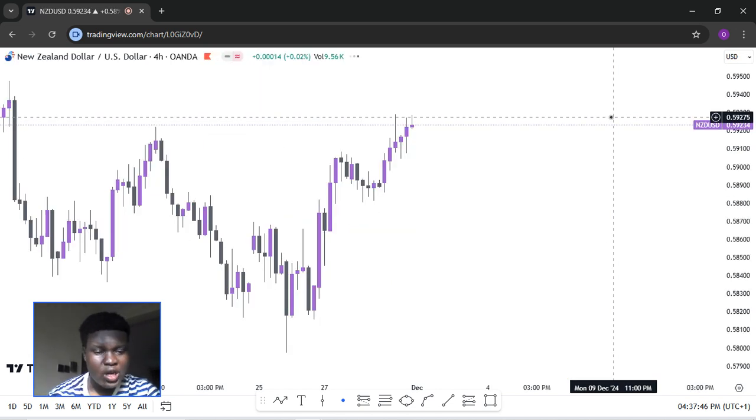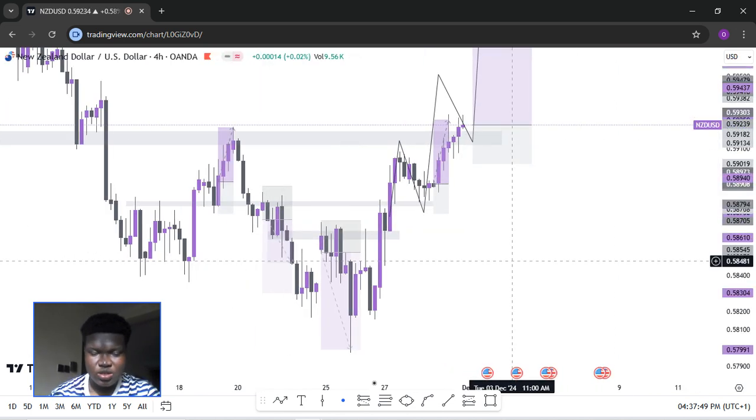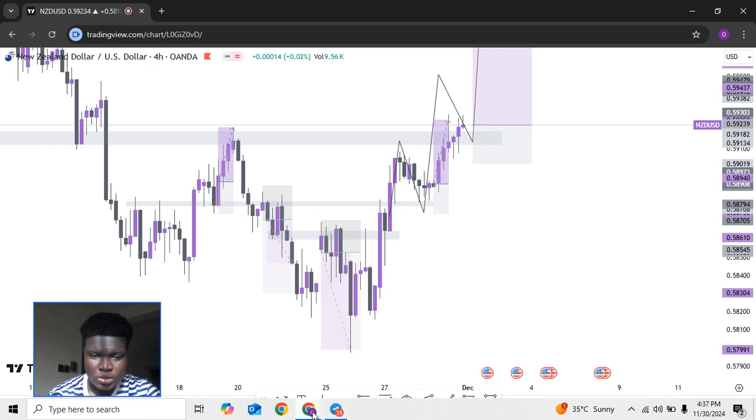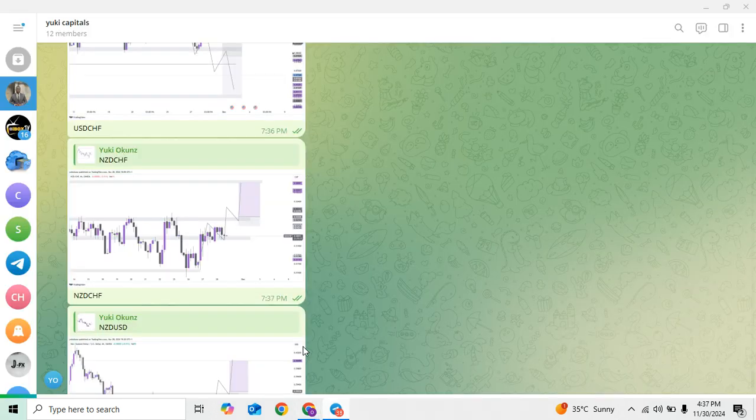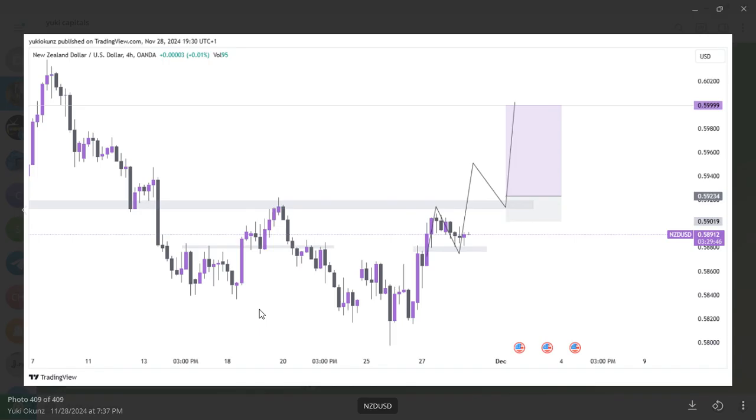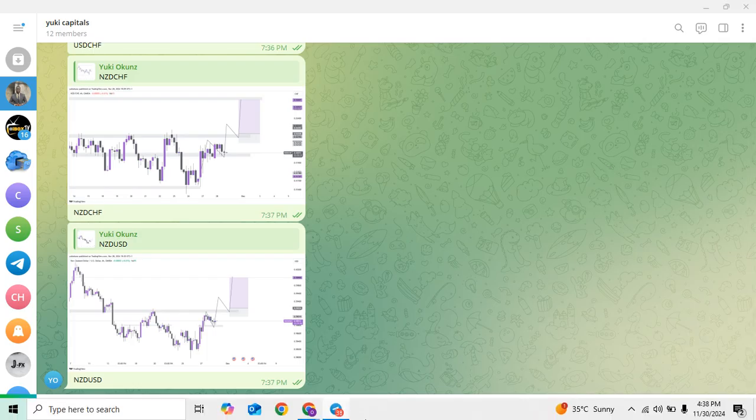We had quite a long watch list this week. Then NZD USD was the last pair. As you can see on NZD USD, we're expecting simple higher high, higher low, higher high. I did not take this long because of this resistance zone. Let me explain it on the chart properly.